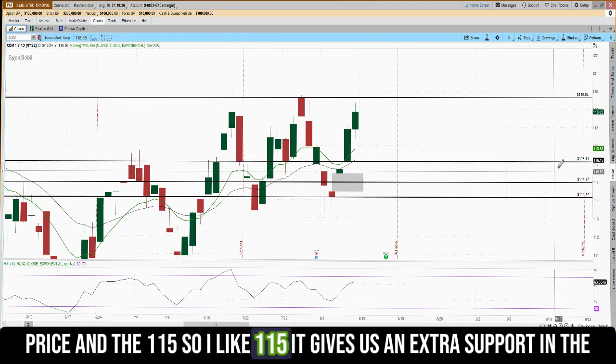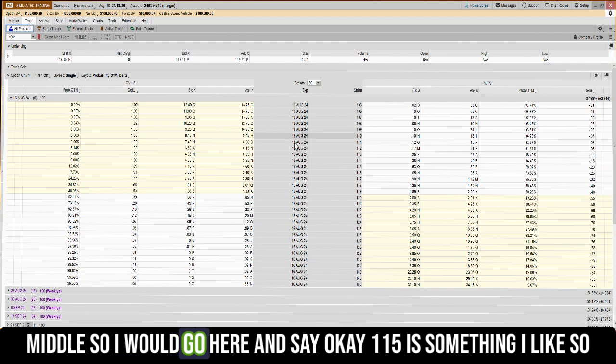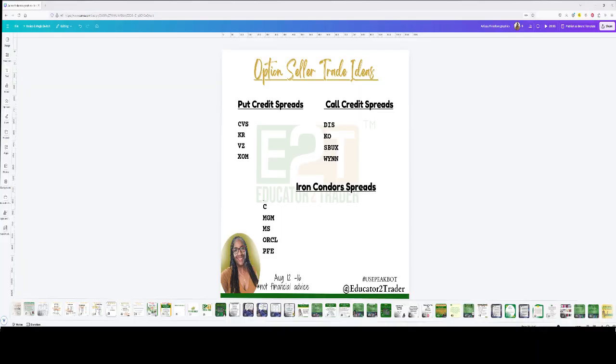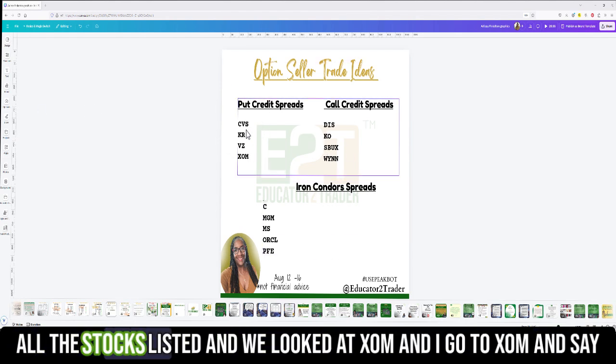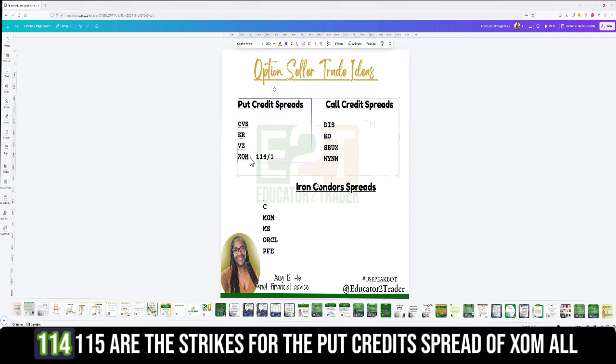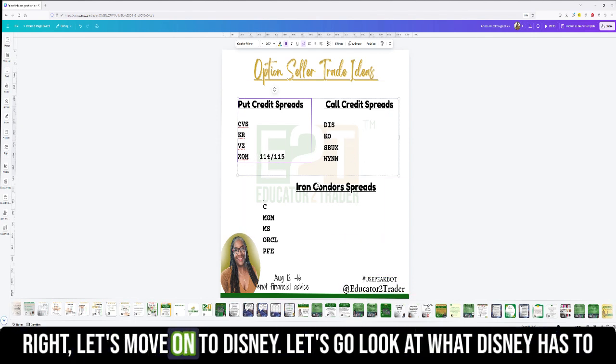So I like 115. It gives us an extra support in the middle. So I would go here and say, okay, 115 is something I like. Then I would go back to the list that I have, the graphic where I have all the stocks listed. And we looked at Exxon, and I go to Exxon and say 114, 115 are the strikes for the put credit spread of Exxon.